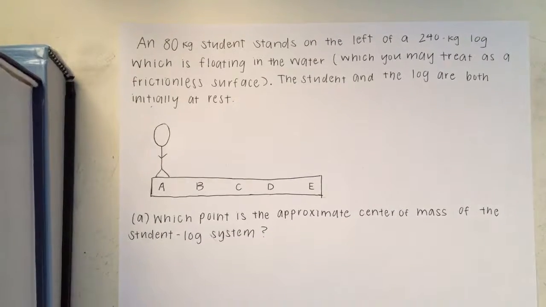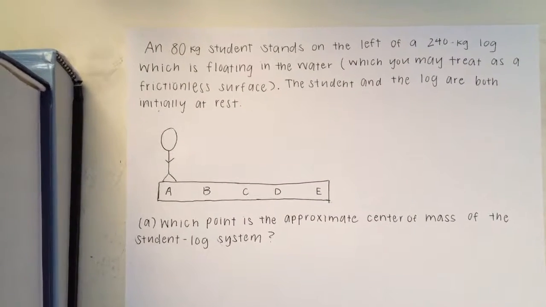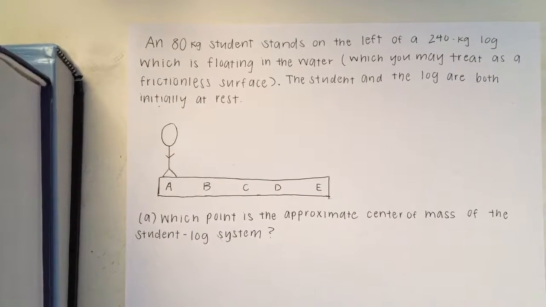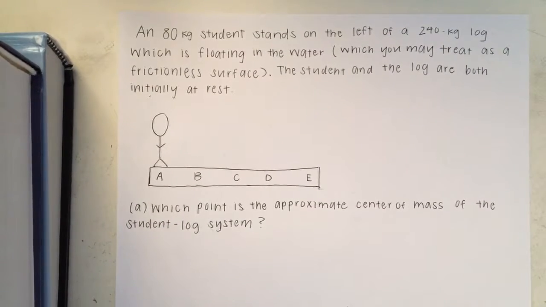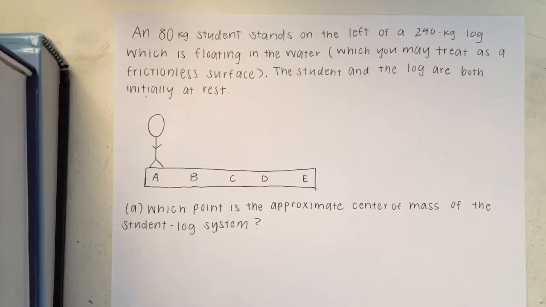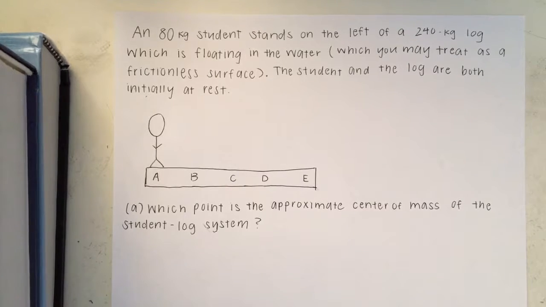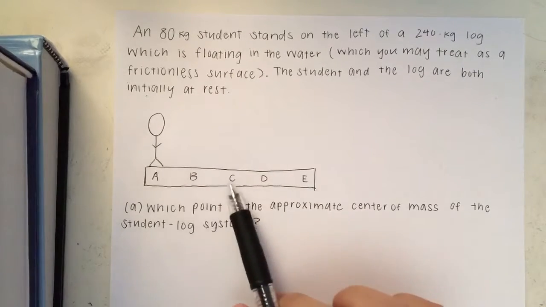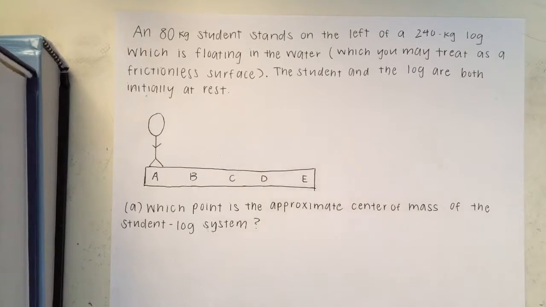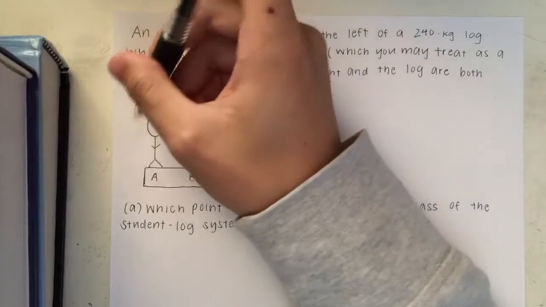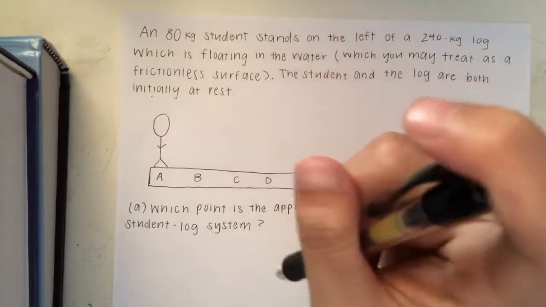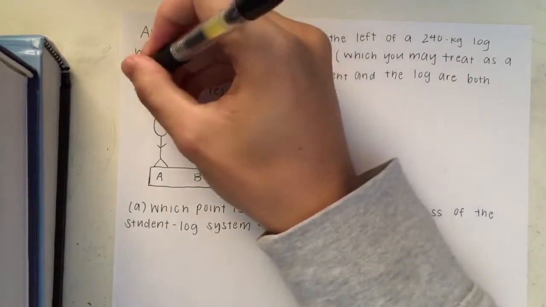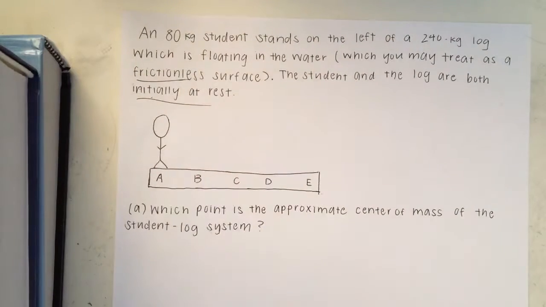This problem reads, an 80 kilogram student stands on the left end of a 240 kilogram log which is floating in the water, which you may treat as a frictionless surface. The student and the log are both initially at rest. So here we have a student standing on the log, and on the log there are points marked A, B, C, D, and E. And some key words to note are that the system is frictionless, and both objects are initially at rest. So frictionless, initially at rest.